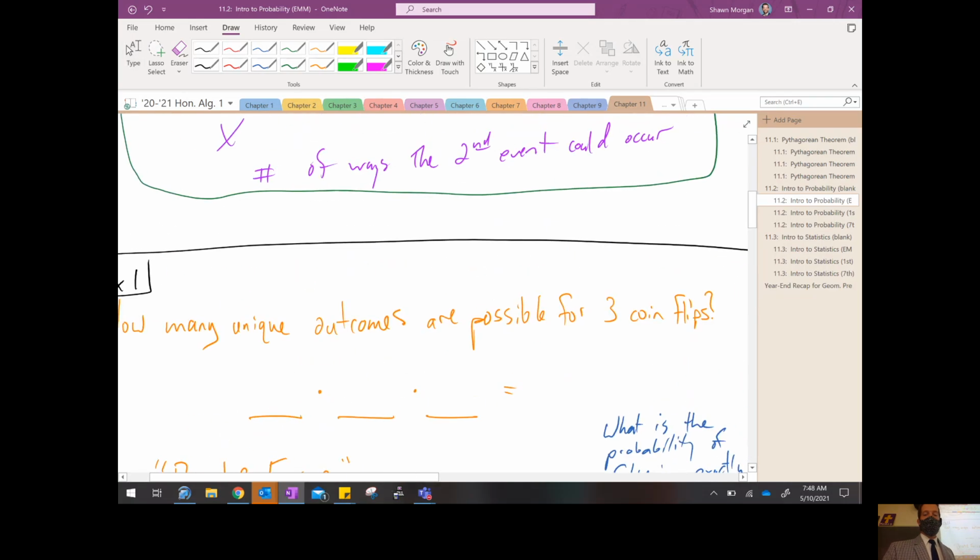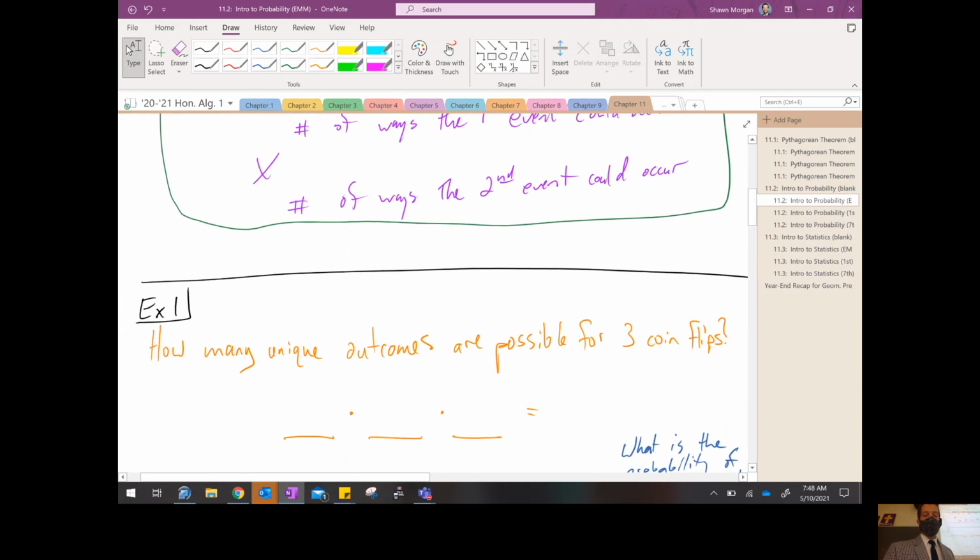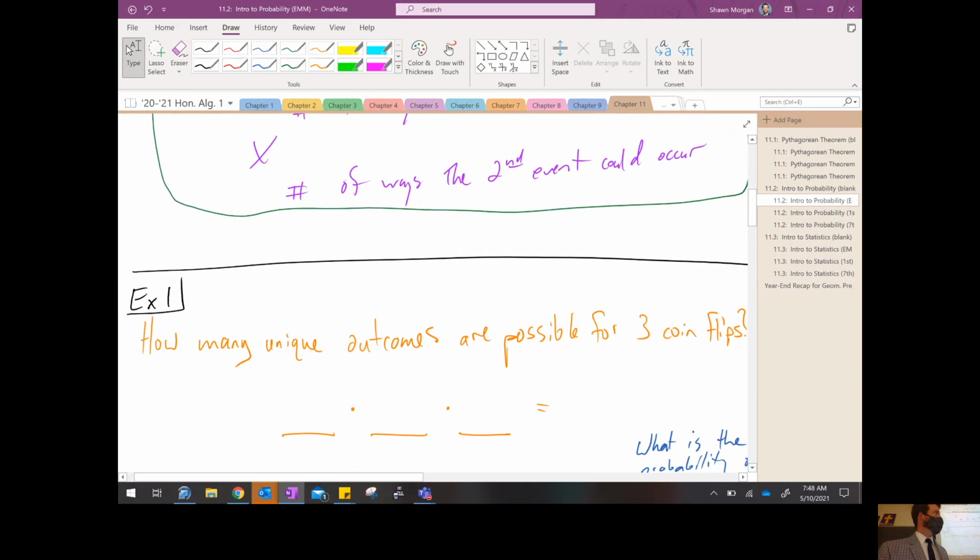Like, for example, let's just start here with this orange question. It says, how many unique outcomes are there for 3 coin flips? So in other words, I got my little fair two-sided coin here. I'm going to flip it. There's 1. I'm going to flip it. There's 2. I'm going to flip it, and there's 3. How many ways could that experiment occur? What do you think, James? There are 8 ways that little experiment could occur.